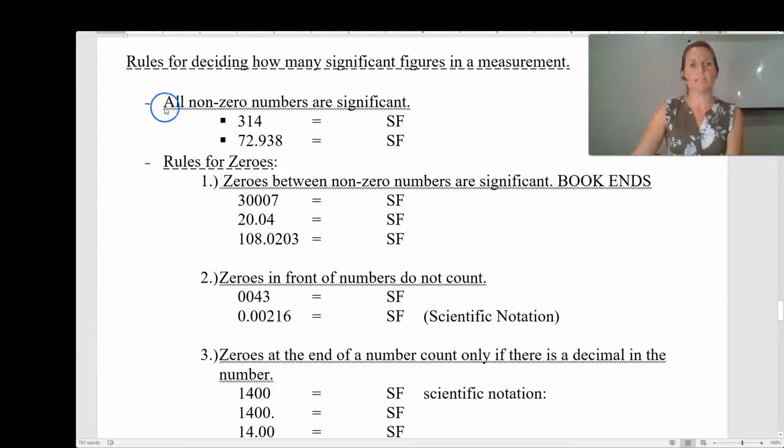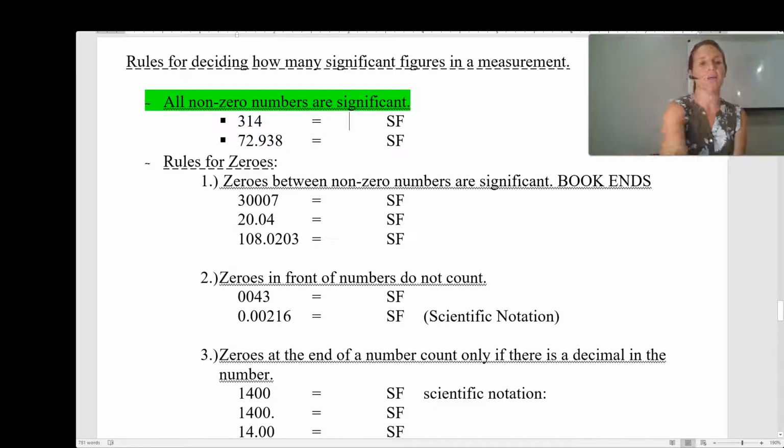The first rule says that all non-zero numbers are significant. That means anything that is not a zero does in fact count for the counting of significant figures. So a value like 314 has 3 significant figures because there are 3 integers, 3, 1, 4. A number like 72.938, again, all non-zero numbers, all significant, easy, 5 significant figures, no issues there. Nice.